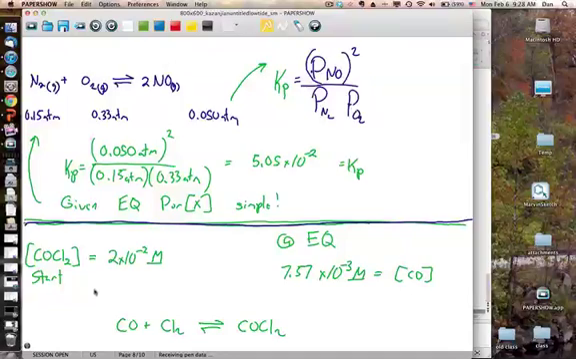What we see is the following. They give us two very different conditions. They talk about the CO and they talk about the phosgene, COCl2. And so we can set up our equilibrium constant. Kc in this case will be equal to COCl2 divided by the concentration of CO divided by the concentration of Cl2.